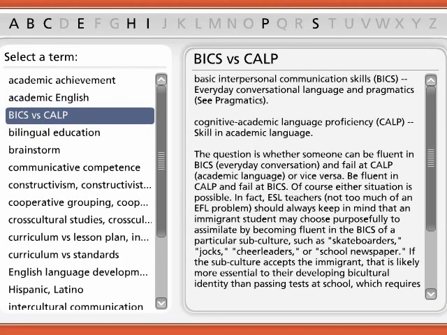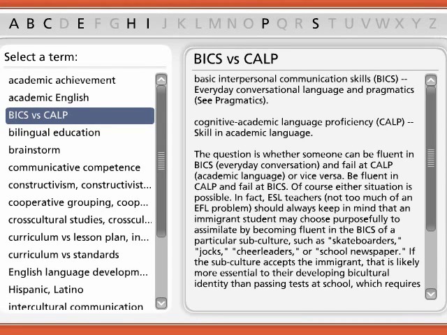BICS versus CALP. BICS stands for Basic Interpersonal Communication Skills. So that means everyday conversational language and pragmatics. And you can see pragmatics in Module 2 if you don't remember it. CALP stands for Cognitive Academic Language Proficiency, which is skill in academic language. Okay, so you have the everyday conversational versus academic language. The question is whether someone can be fluent in BICS, everyday conversation, and fail at CALP, academic language, or vice versa, be fluent in CALP and fail at BICS. Of course, either situation is possible.